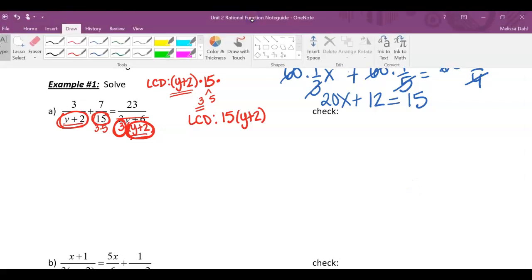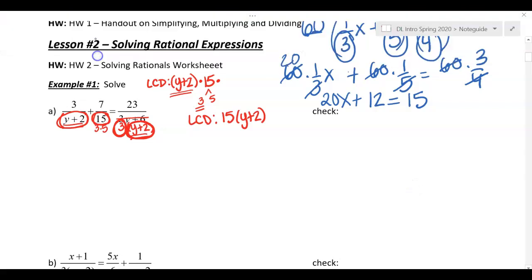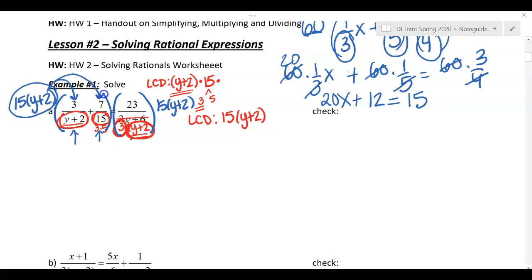So I'm going to take my entire equation and I'm going to choose to multiply the entire left side by 15 and y plus 2. And that's totally fine as long as I do the same thing on the other side. So think about what that means when we write it out. There were two fractions on the left side. This quantity that you've chosen to multiply here distributes to each of those.